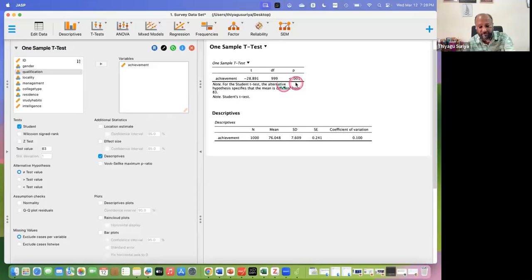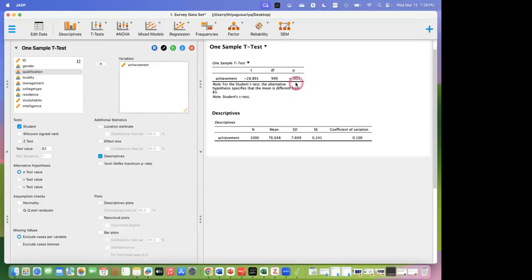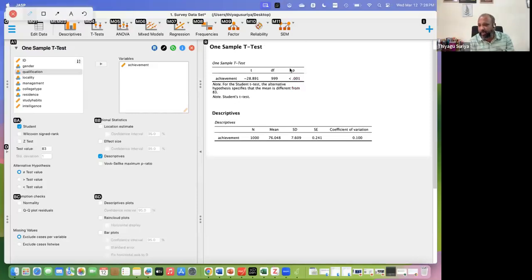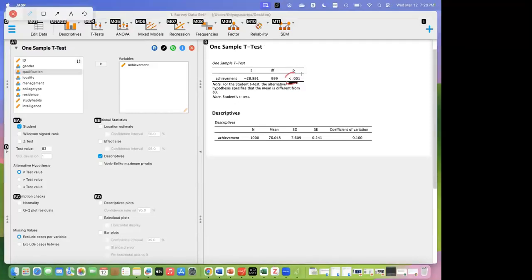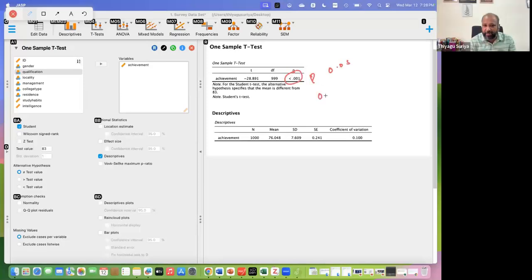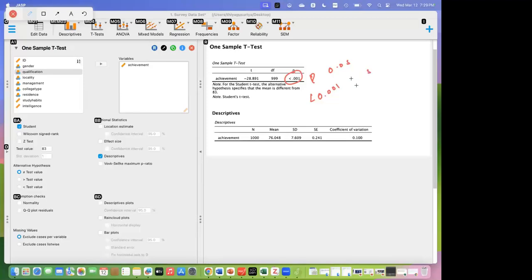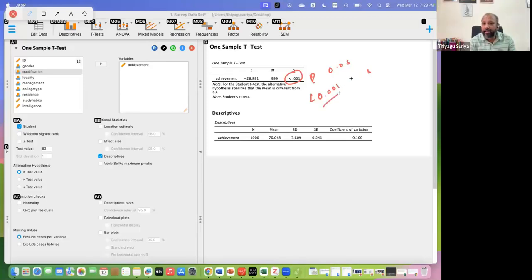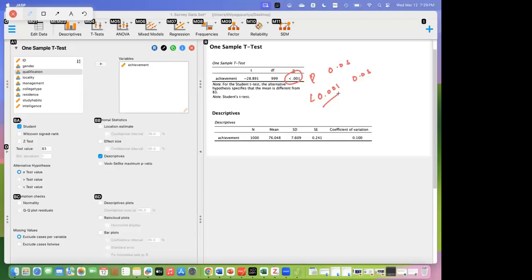I'm talking about which value? The p-value is 0.001. So what is the p-value? My p-value is less than 0.01, compared to 0.05. It's already less than 0.05, right? Then compared to 0.05, is it less than or greater than? It is less than.